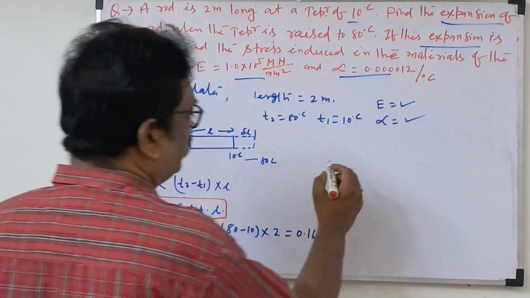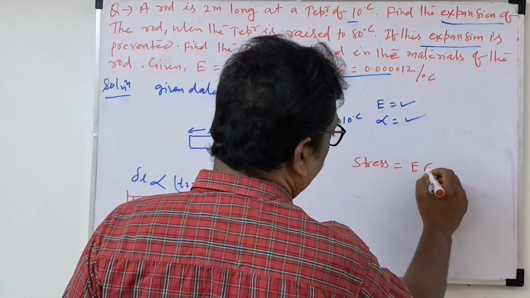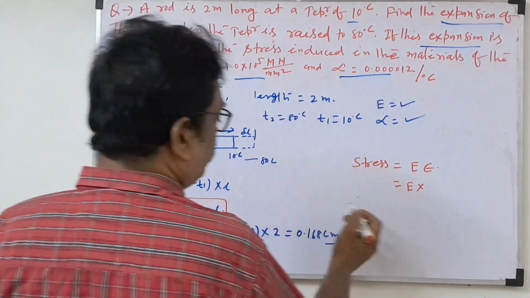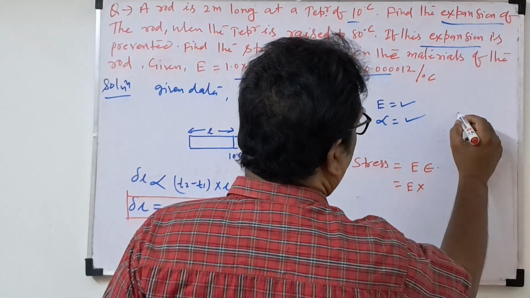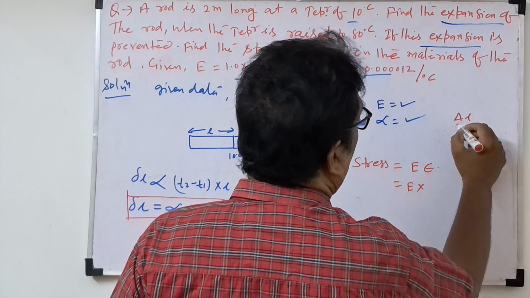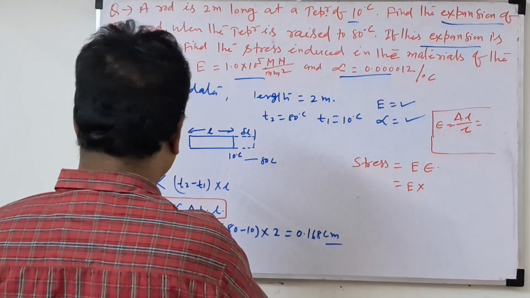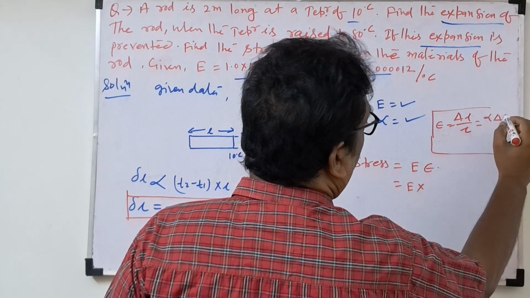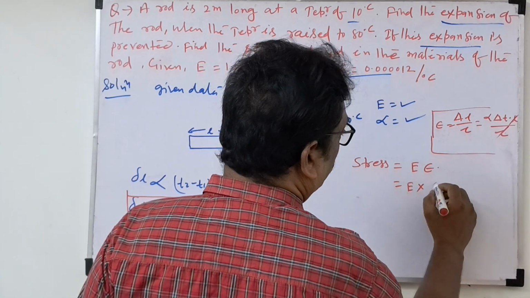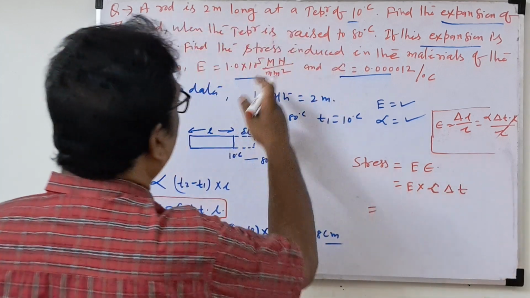Now next, what are they asking? The stress induced. For the stress formula, see here: stress is Young's modulus into strain. What is the strain here? Strain is the change in length by the original length. The change in length is alpha delta T into L, divided by L. So L gets cancelled, and the strain is alpha delta T. This is the stress, so substitute all the values here.